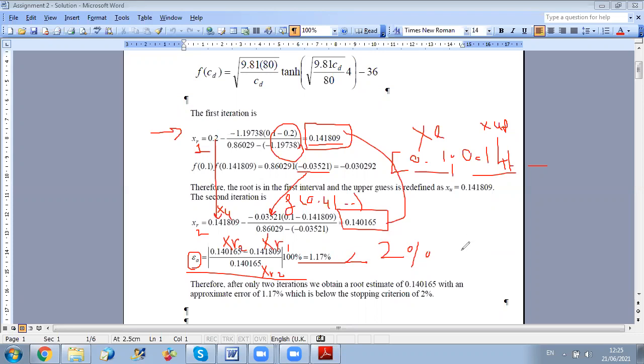If the stopping criterion was 1%, for example, then I say no, the approximate error is higher than 1%, so I should continue. I should perform a third iteration to see if I can stop at the third or not. Okay. Any question on this problem?